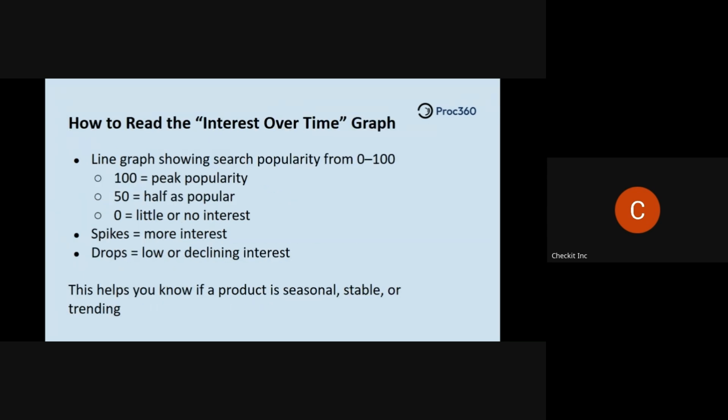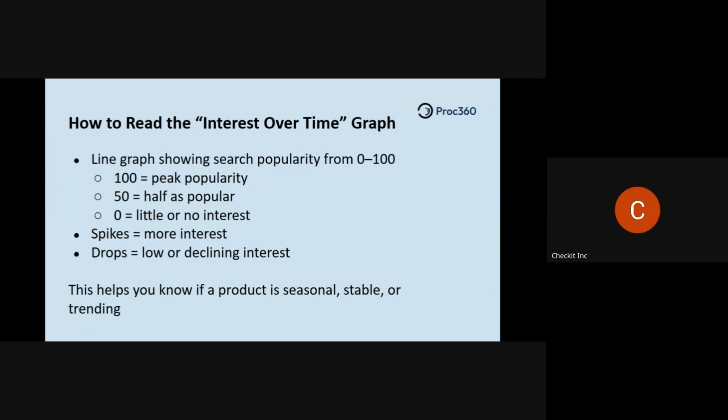This is how to read the interest over time graph, guys. The way the graph works, it shows a number. 100 means peak popularity, like this is high. People are talking about it, people are searching for it. So this is extremely high. 50 means half as popular. It's popular, but not that popular. So it's somewhere in between. Then we have zero, little or no interest.